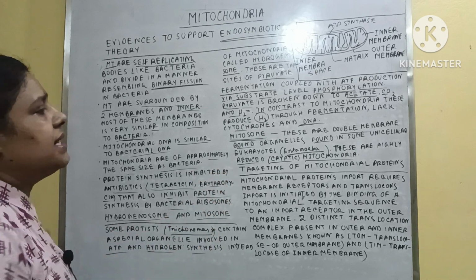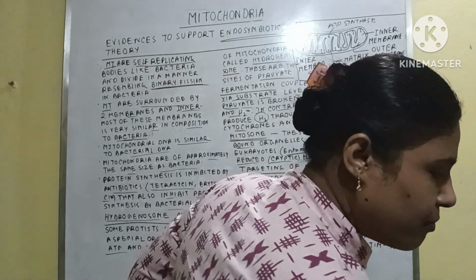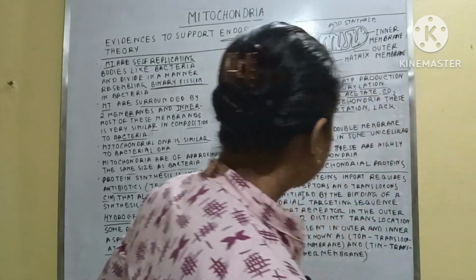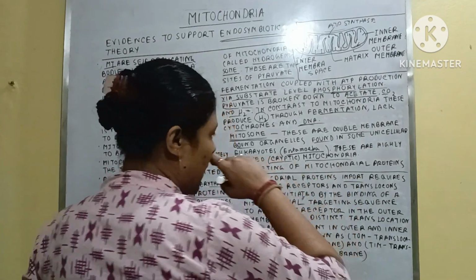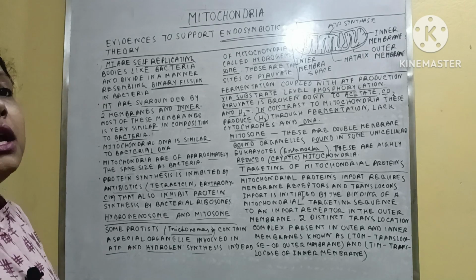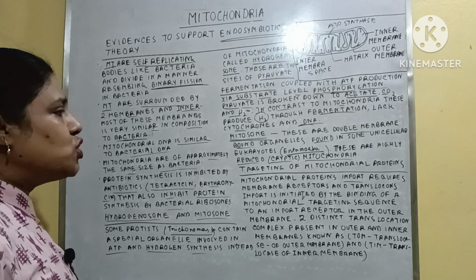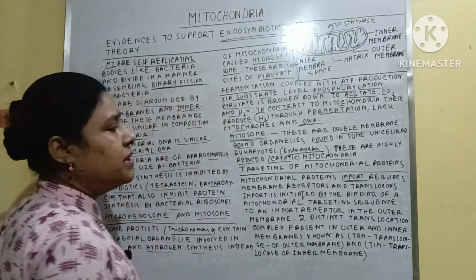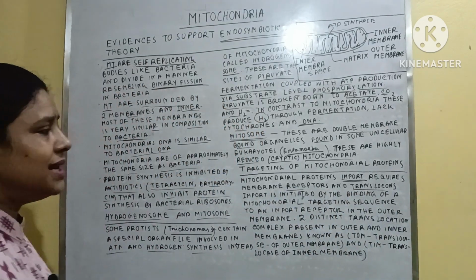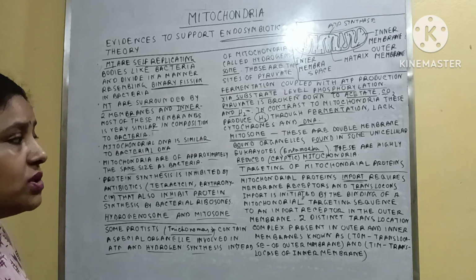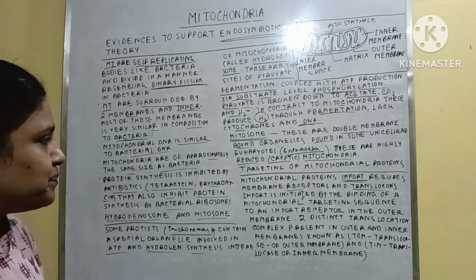The next part is the targeting of mitochondrial proteins. Mitochondrial protein import depends on where the protein has to go, whether the matrix, the inner membrane or the outer membrane. Protein import is possible through receptors and translocons. With the help of these, the import of mitochondrial proteins is possible.